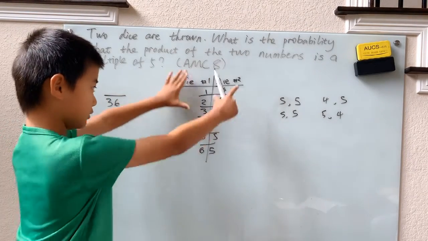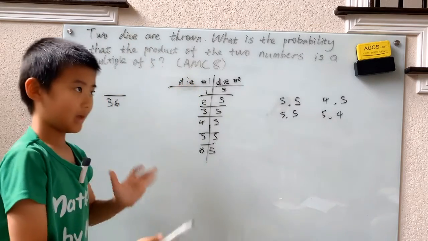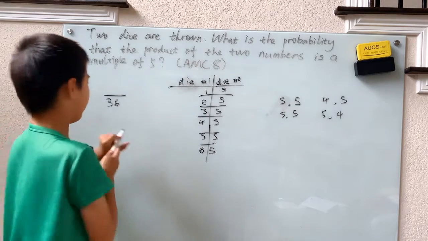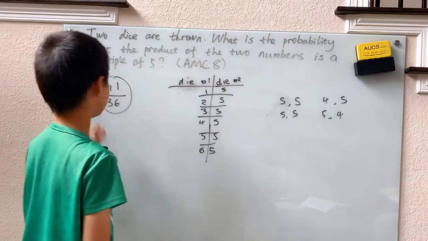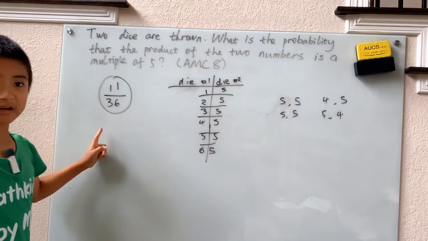So when we double these 5s, we have 10. But we add on the extra, since there was only 1 of these 5, 5s. We only have 11 successful outcomes, meaning we have 11 out of 36.